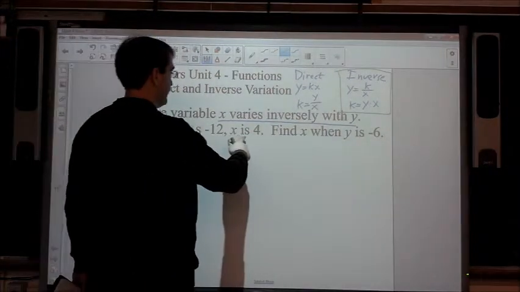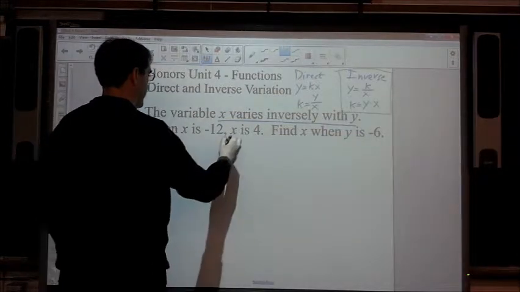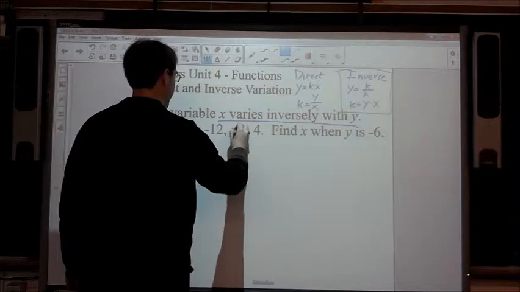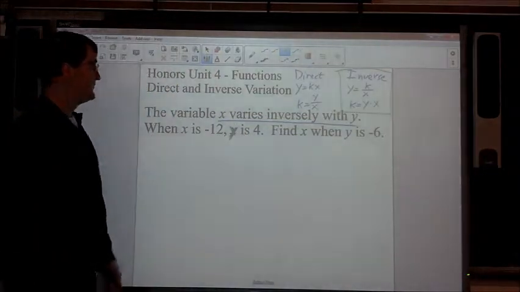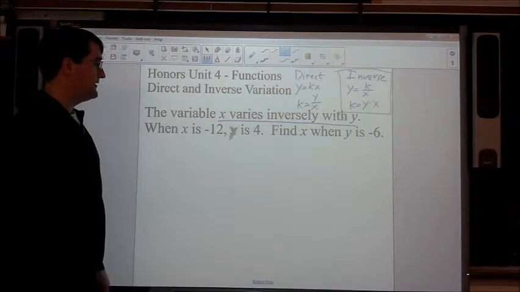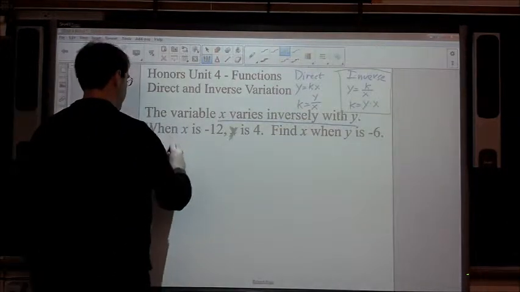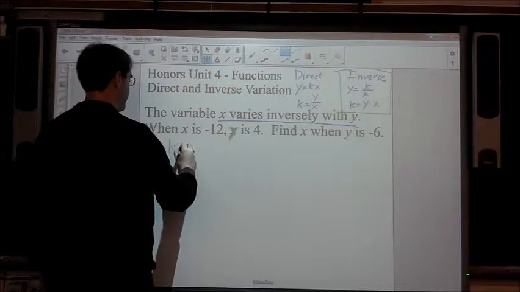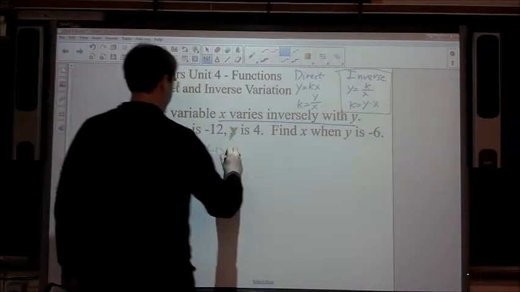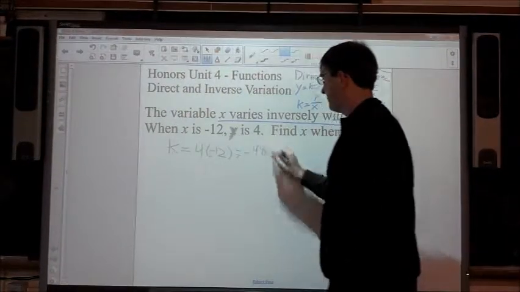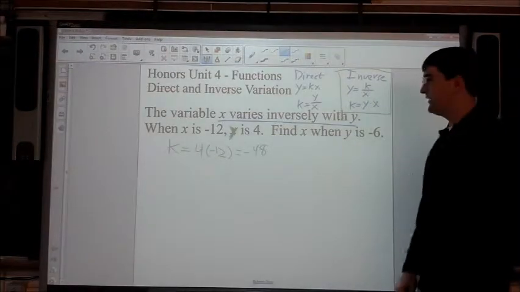When x is negative 12, y is 4. Let's say that that's what that is. I think that's what it says on your notes. When x is negative 12, y is 4. Sorry about the typo. Which means now I can make my constant of variation. K equals 4 times negative 12. So that's negative 48. I just multiply the two. I know it's an inverse variation, so I just multiply y and x.